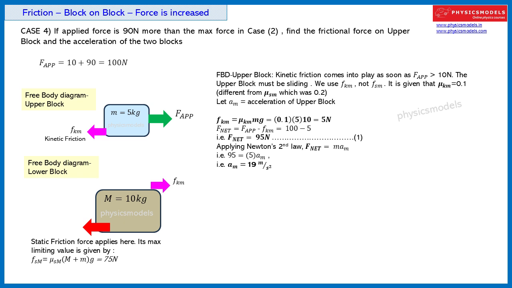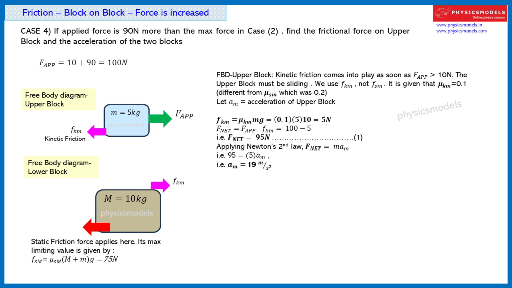We now solve case 4, where the applied force is very high, much higher than the rearward resisting force of static friction. Therefore, we can safely say that the upper block will be sliding. Therefore, kinetic friction must be working here and not static friction. Putting that, we get the force of kinetic friction equal to mu km into mg, that's 5 newtons. You can see that the 5 newtons is much smaller than the force of static friction.